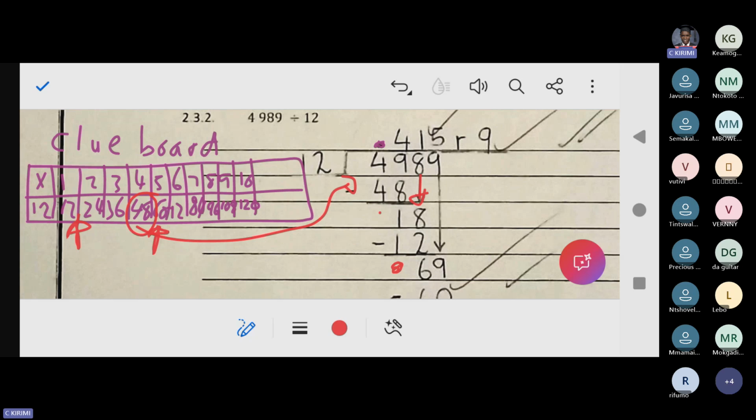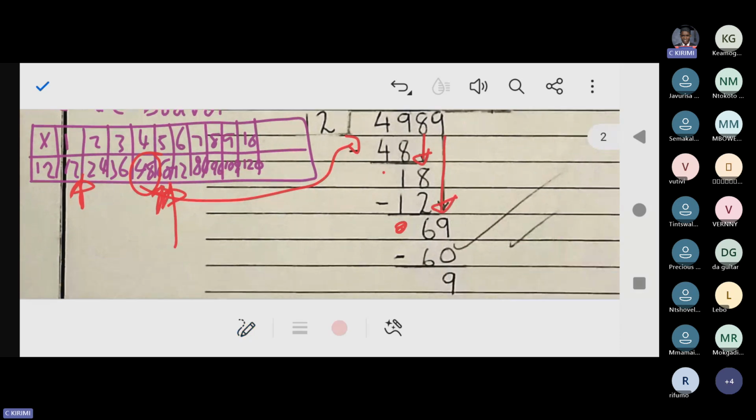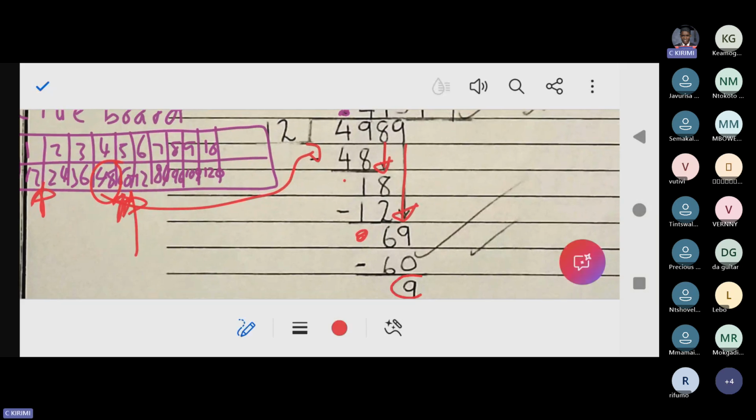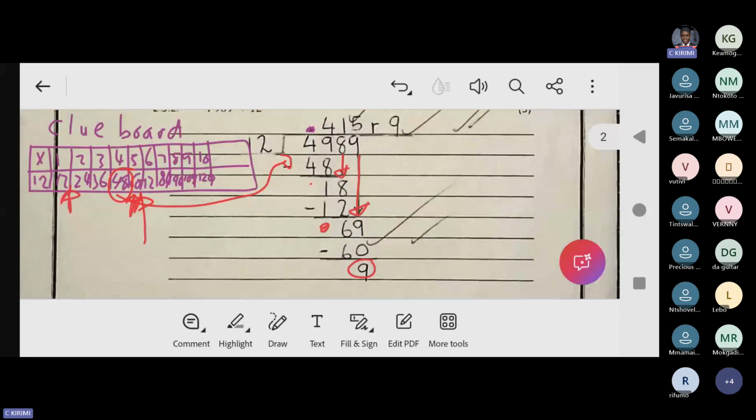So 12 goes into 69 how many times? You check where is 69. 69 is somewhere here between 60 and 72. So it will be 5 times. 5 times 12, the answer is there from the clue board. It's 60. You subtract 69 minus 60, then you stop when you are having a remainder. So your answer there is 415, remainder 9.